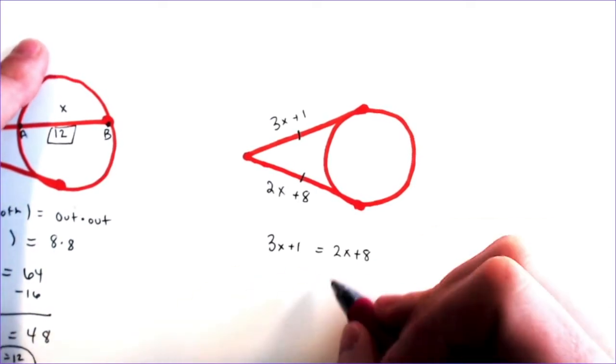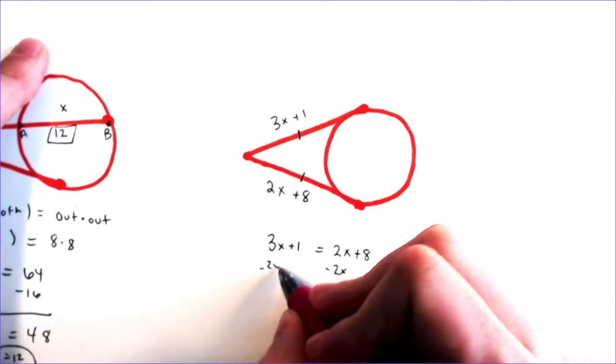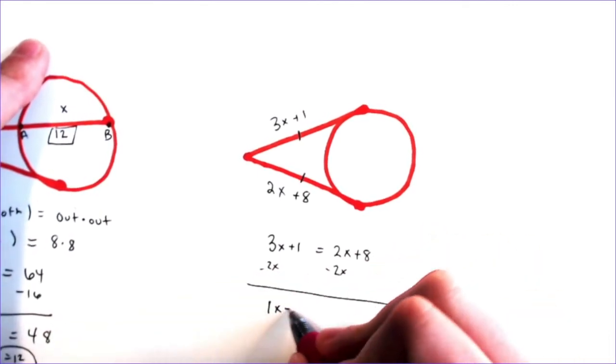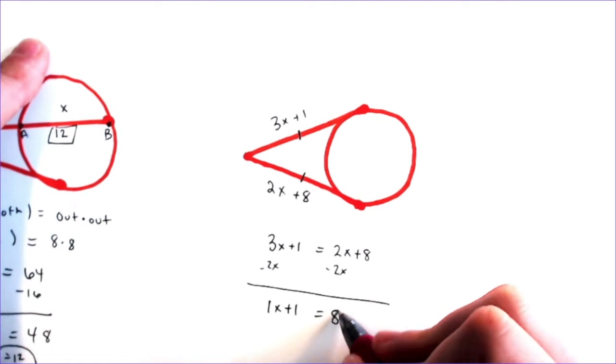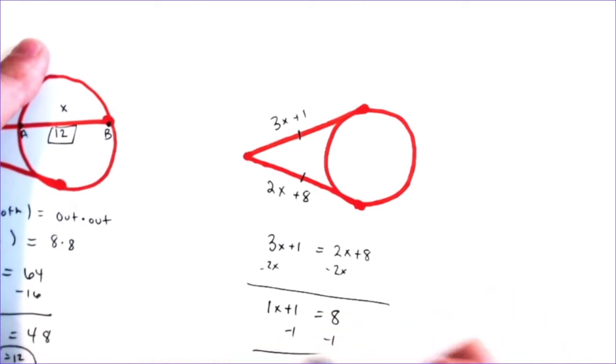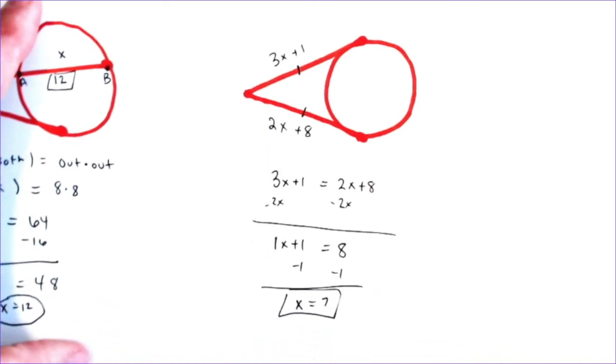So we have 3x plus 1 equals 2x plus 8. We'd subtract the 2x. 1x plus 1 equals 8. Subtract 1. And x would equal 7. Woo! X would equal 7.